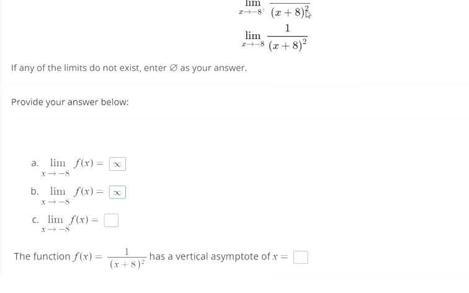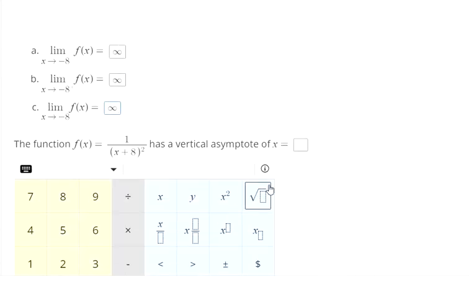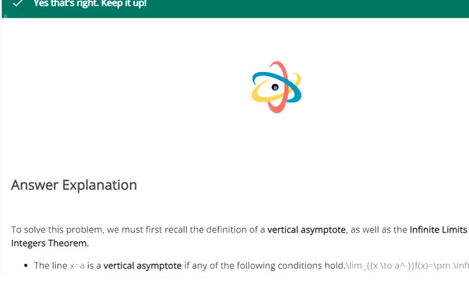Just watch out. If that was to the third power, though, it would retain the negative sign, right? Because if you raise a negative number to an odd power, it stays negative. And so since the limit from the left and the limit from the right are the same, we can say the limit as x approaches -8 is positive infinity. So we've got a vertical asymptote happening at -8.